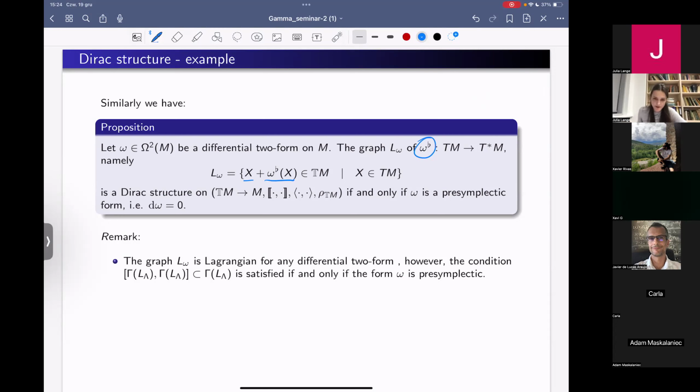And once again, if we are given any two-form, then L_omega is Lagrangian. However, closure under the Courant bracket is not satisfied unless omega is presymplectic. So of course, for a symplectic form, it works as well.